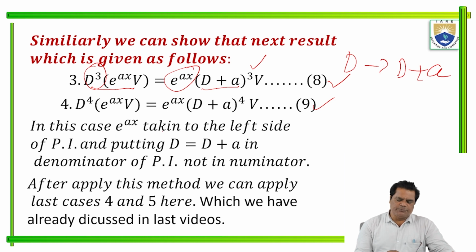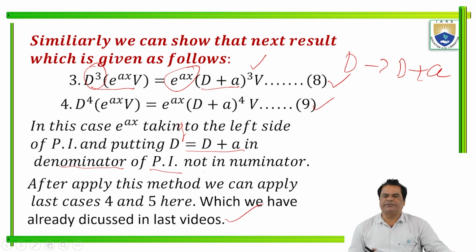In this case, the exponential function is taken to the left side of the fraction and we put D equal to D plus a in the denominator of the fraction, not in the numerator. After applying this method, we can apply the last cases 4 and 5 here, which we have already discussed in the last lectures.